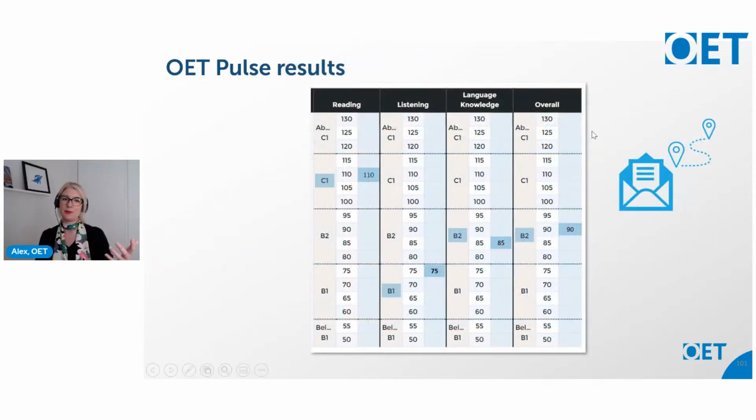So for this example person, clearly they need to work on listening, right? Reading's really good. Reading is 110, C1 in this case. Listening is obviously a weakness for this candidate, and that's a place where they should be spending a lot of time and energy. Language knowledge, also not bad, but definitely they would benefit from some grammar, vocab, skill building exercises.